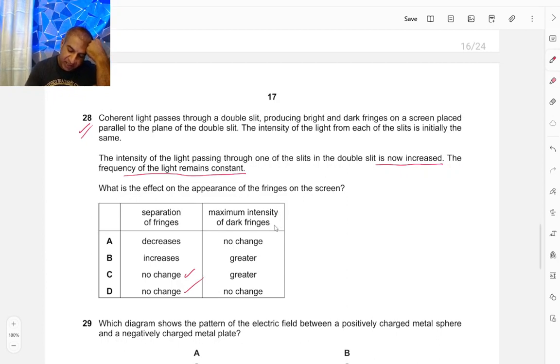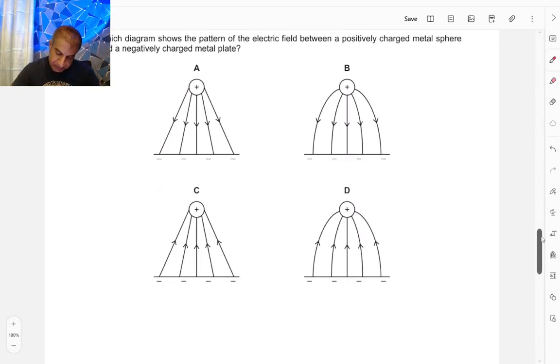Maximum intensity of the dark fringes would be greater. No, the maximum intensity of dark fringes would be greater, definitely greater. So that means they're not going to be that dark anymore. So C is going to be the right answer. Let's just move on to the next part.